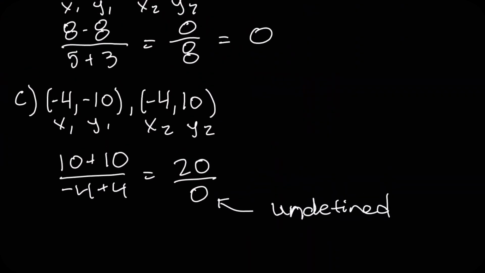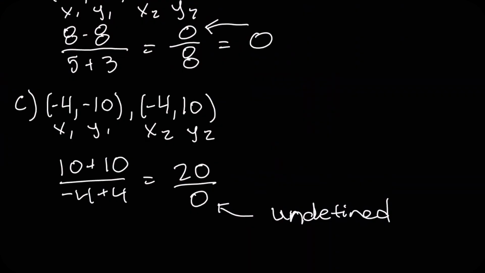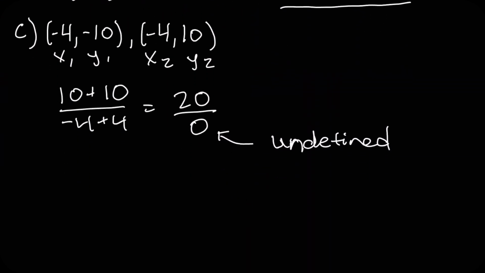So just keys to remember, 0 on the top is going to be a slope of 0. Just think of it kind of like a ski slope. You know, you have no slope at all, or 0 slope. And when it's in the bottom, it's going to be undefined.